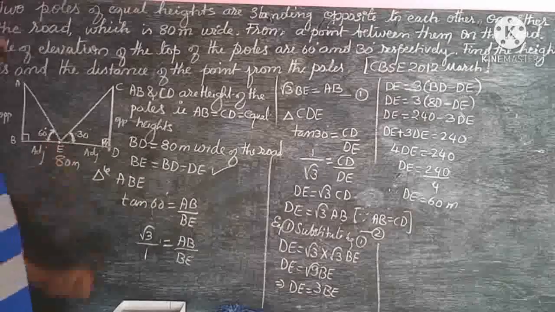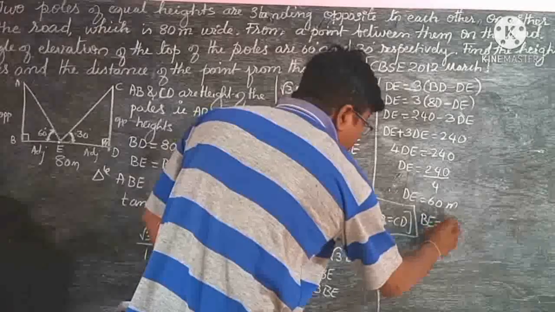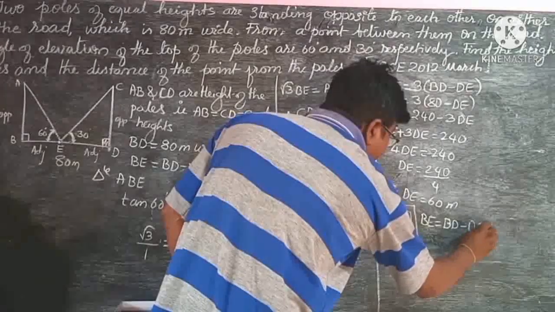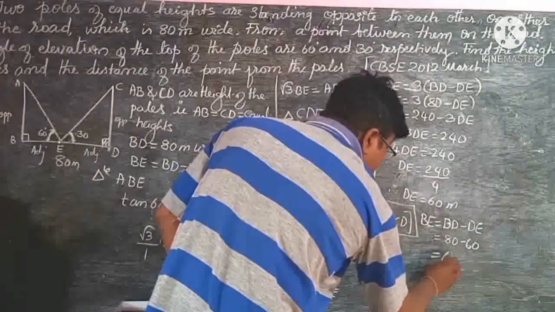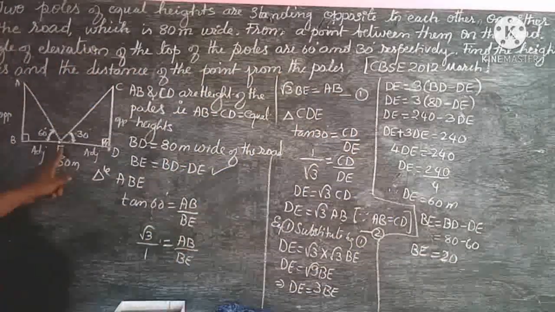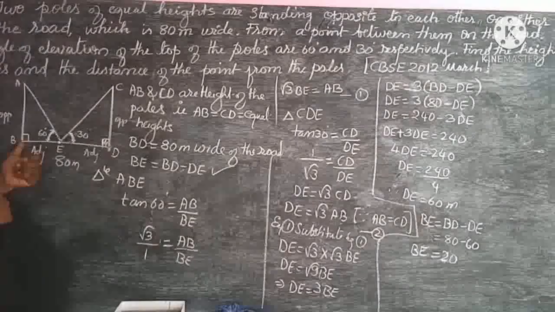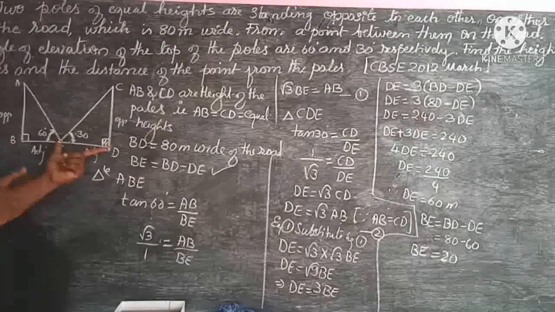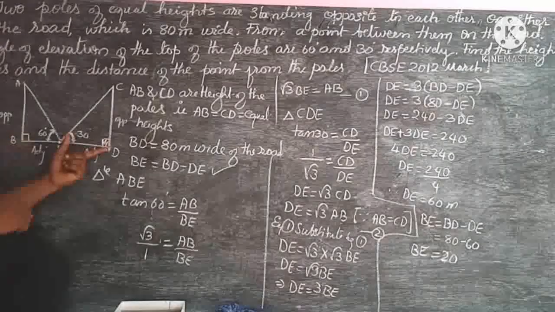Then we need to find out the BE value. Therefore BE is equal to BD minus DE. The BD value is 80, and DE value we already found is 60. So that is 20. So the point E is 20 meters away from pole AB, and 60 meters away from pole CD.